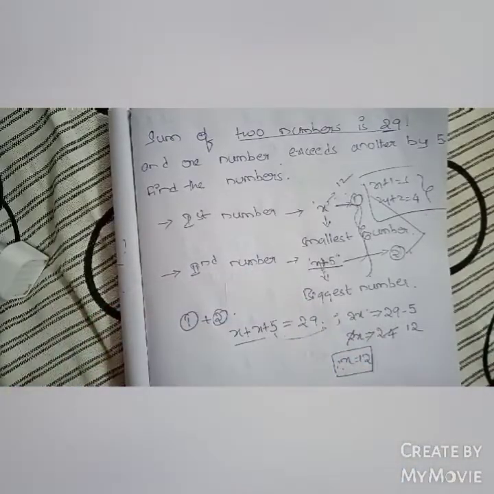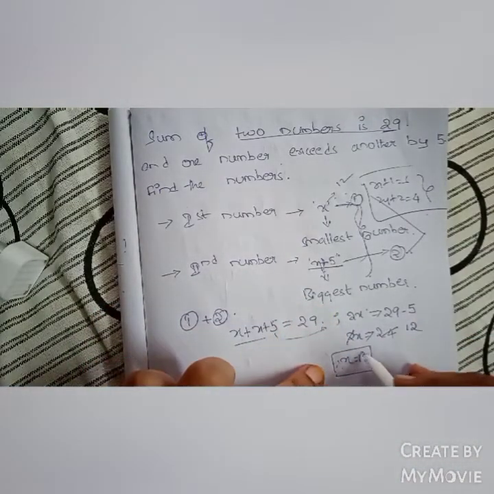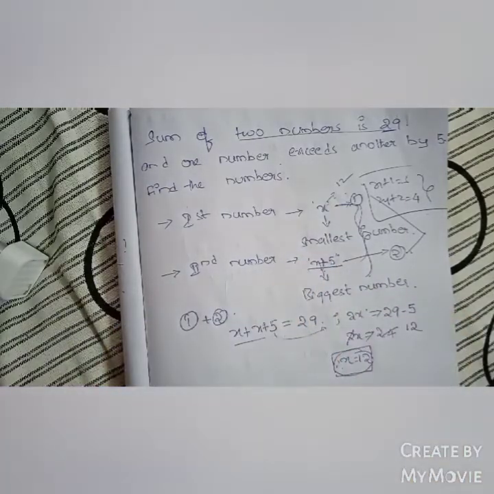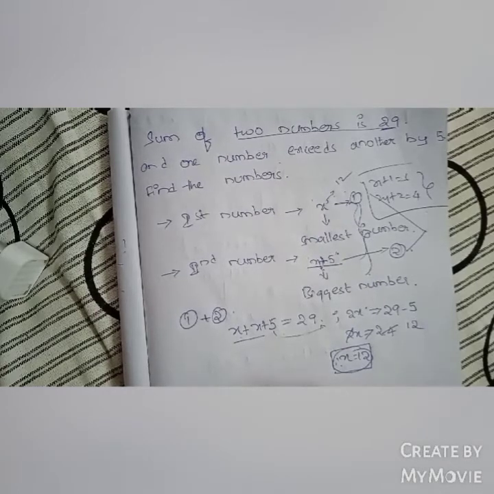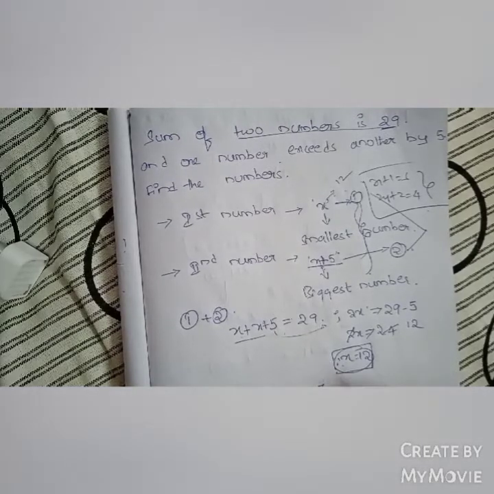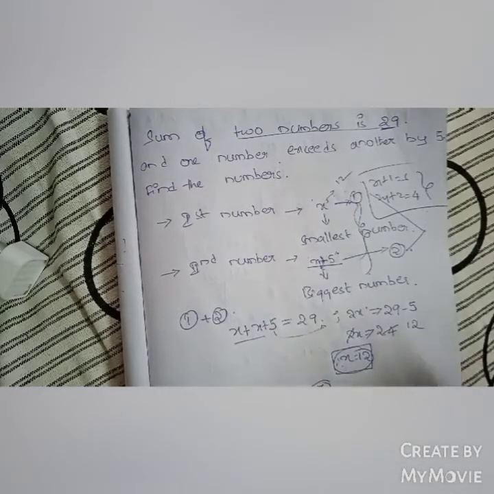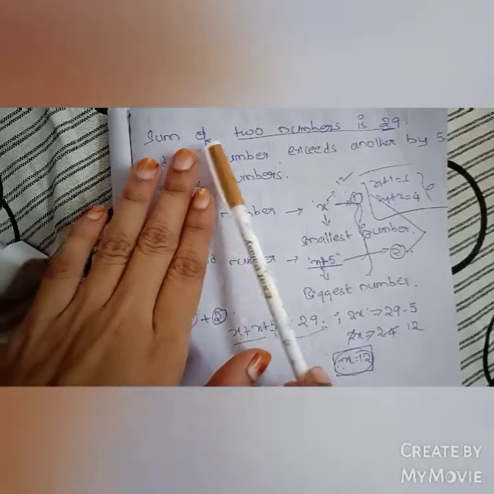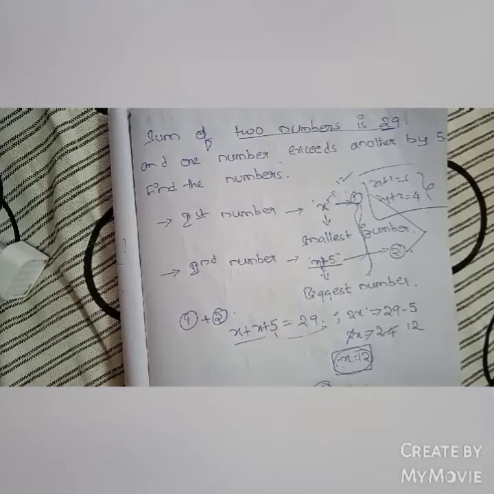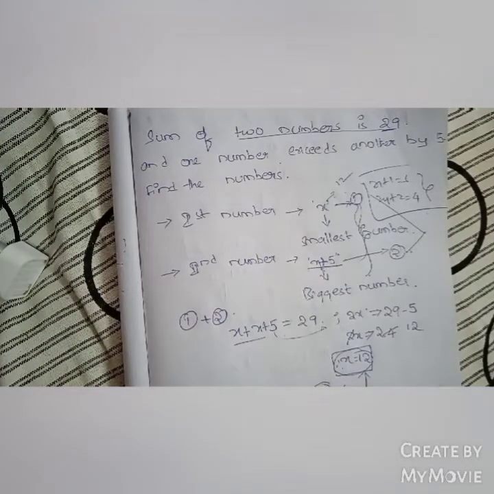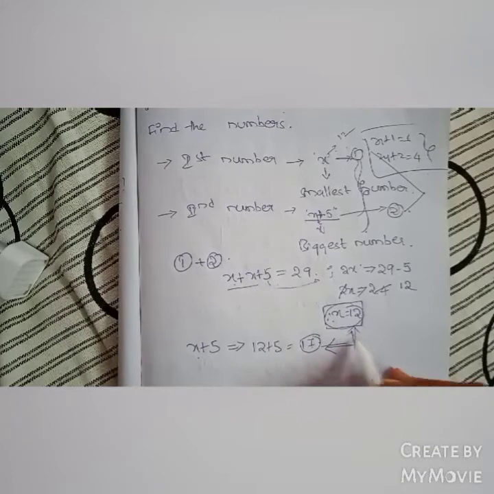So what's the value of the other number? Simply substitute this value in the second number. What is the second number? X plus 5. Now substitute the x value in this number, that is 12 plus 5. So what's the value? 17. Okay, one value is 12 and the other value is 17. Now what's the question? The first statement is sum of two numbers is 29. Now children, check whether the sum of these two numbers will be 29 or not.